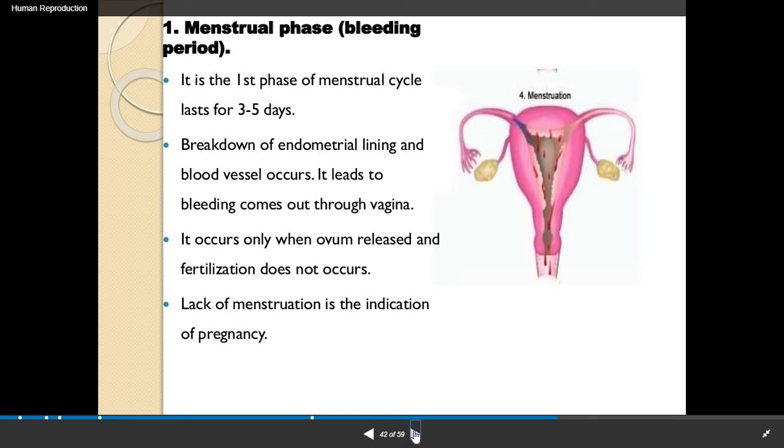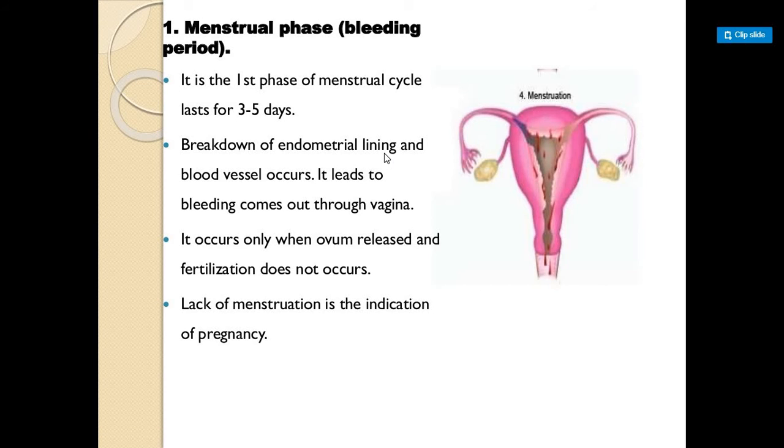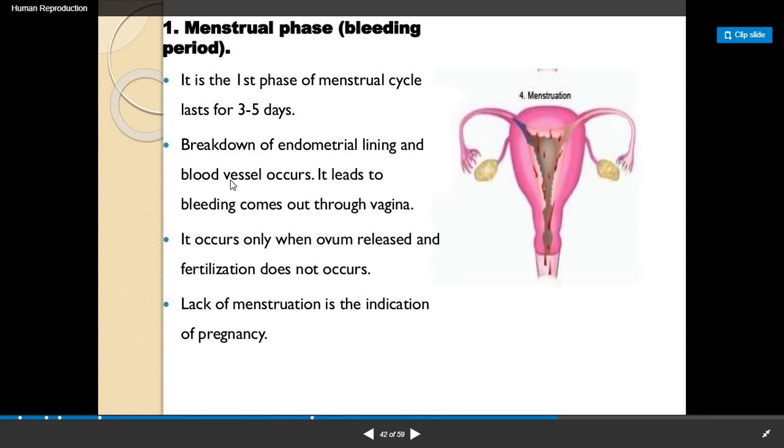Now students, please note, what is this endometrial lining? It is one of the layers of the uterus that surrounds the uterine lining, and it is made up of blood vessels. So if the breakdown of these blood vessels occurs, blood, or you can say the bleeding, comes out through the vagina, and that is nothing but the menstrual flow. It occurs only when the ovum is released and fertilization doesn't occur. Lack of menstruation is an indication of pregnancy.